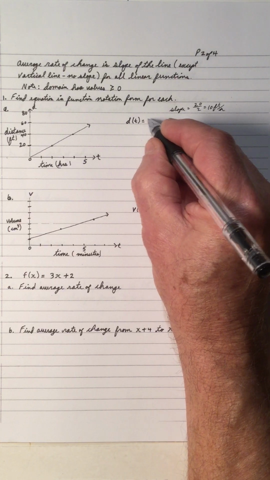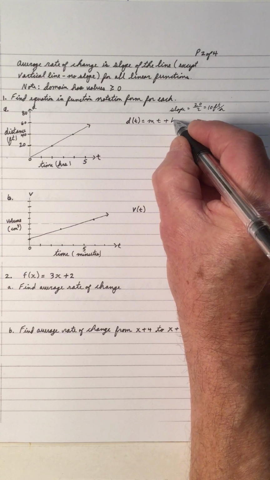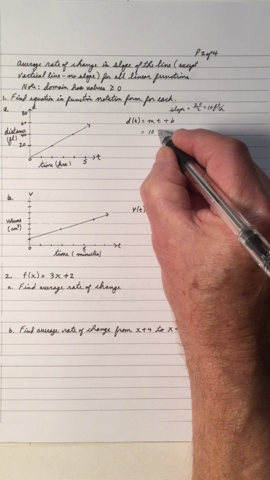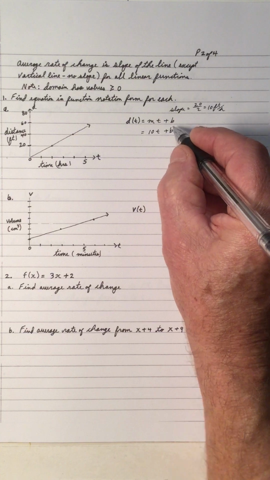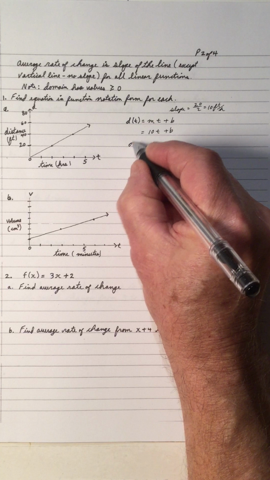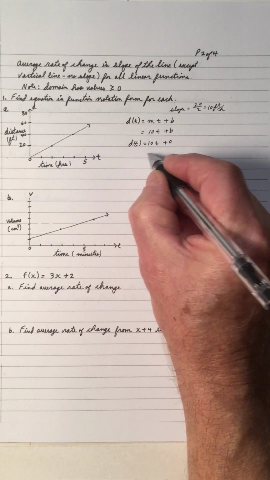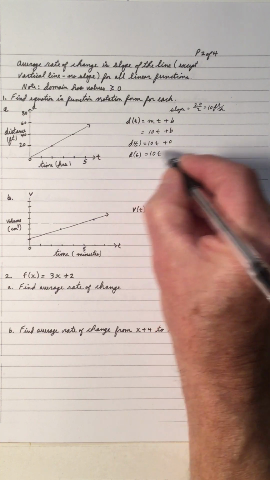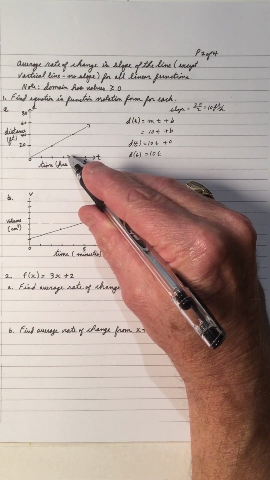So d equals mt plus b. So the d of t, the slope is 10 feet per hour, times t, plus b. We need the y-intercept, and the y-intercept is 0. So the d of t equals 10t plus 0. So that means it's 10t. d of t is equal to 10t, representing, again, the average rate of change is the slope.